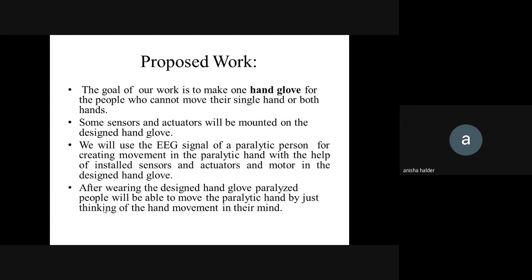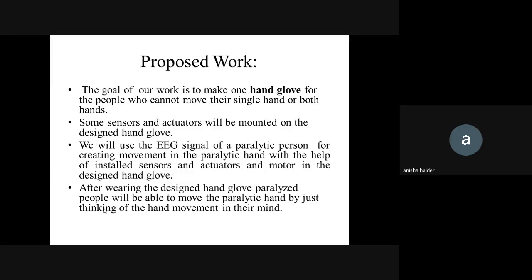Okay, so what do we want to do? We are going to make, we have already made one. We are going to make the hand glove type structure. If you wear it on the paralytic hand, the sensors are with it, the actuators are in it, and the brain signals are continuously recorded, and using the brain signals the hand can be moved.